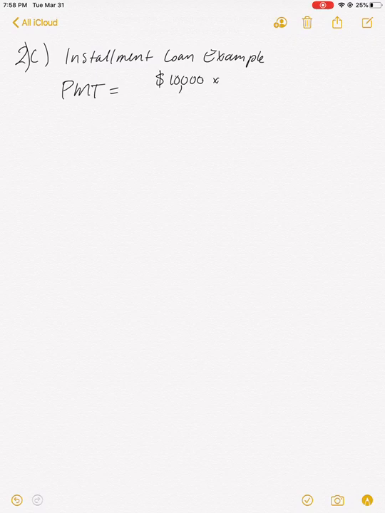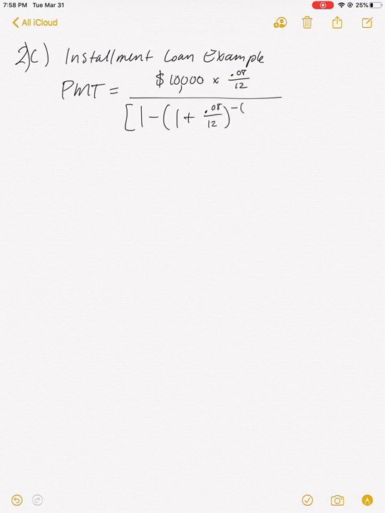Multiply it by the APR, which is 0.08 divided by 12. APR over N, the number of payments per year, is 12 because I'm just doing one payment a month. The rate is 8%. Divide that by 1 minus 1 plus the APR over the number of payments, to the negative. Now N is the number of months, 12, and Y is the number of years on this loan, which is 15 years.